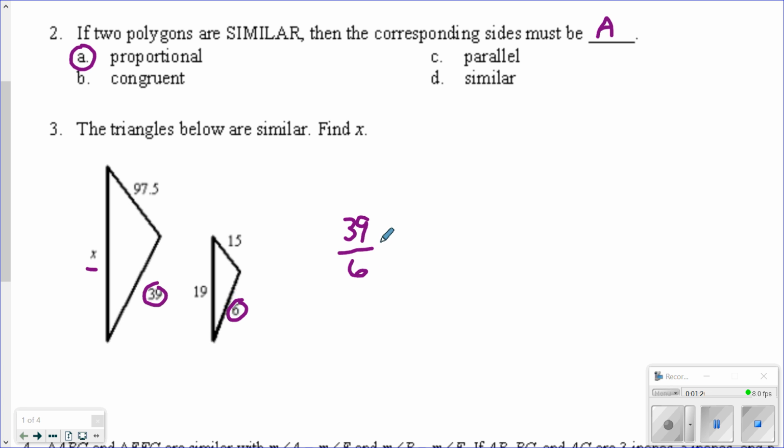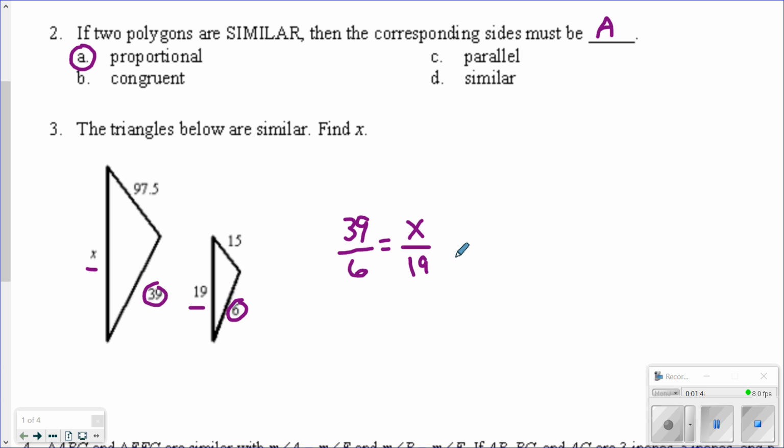So 39 over 6 is equal to, now what does matter is where you put the x value. Now the x is with the large triangle, so it means it needs to go in the numerator because we started with the large triangle with 39. Divided by, and what side corresponds with x? Well, it would be 19.